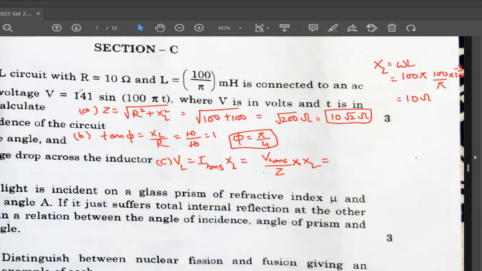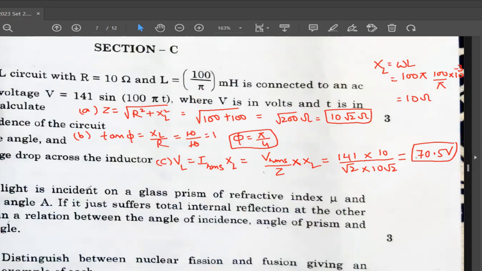Comparing this equation with the standard equation, V is equal to V naught sin omega t, V naught is 141. VRMS will be 141, that is V naught upon root 2. So this is VRMS. And in the denominator multiplied by Z, Z is how much? 10 root 2, into XL. XL is how much? 10 ohms. Okay, on simplifying it, you get it to be 70.5 volts. So the voltage across the inductor is 70.5 volts.